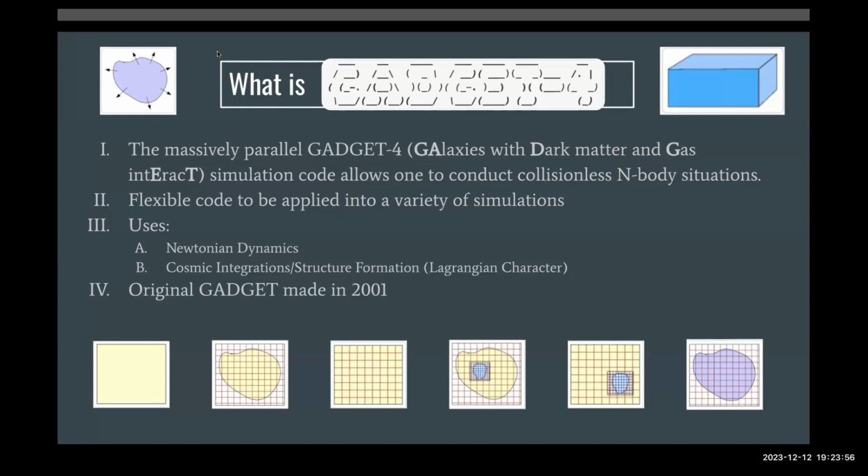This allows the simulation of planets, stars, and galaxies to predict their orbits over time. The original Gadget code was written in 2001, and Gadget 4 is the fourth iteration of the code, written in 2021 by Volker Springel.